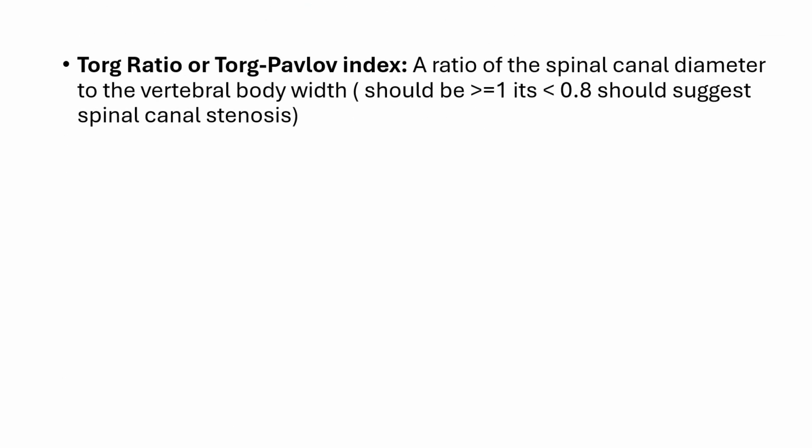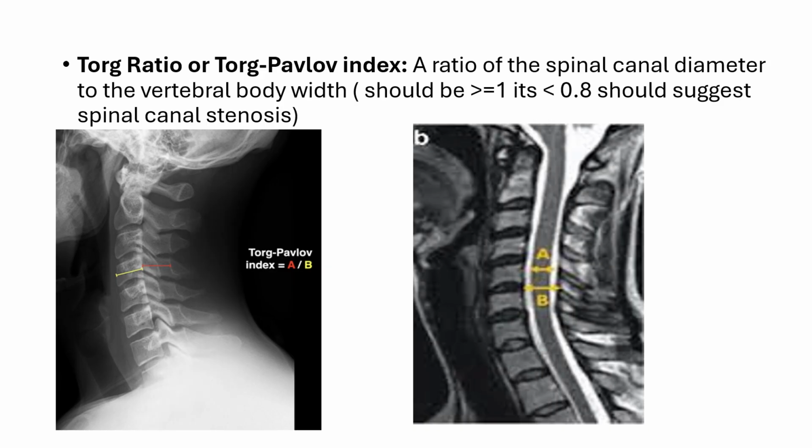There is another criterion, the Torg-Pavlov ratio, or Torg-Pavlov index, a ratio of the spinal canal diameter to the vertebral body width. As we can see in this X-ray, this is the spinal canal diameter, the red line A, and this is the vertebral body width. If it is more than 1, then it is normal. If it is less than 0.8, then it suggests spinal canal stenosis. This is the MRI image, and we can see this is the vertebral body width and this is the spinal canal width. Vertebral body width must be more than the spinal canal width.